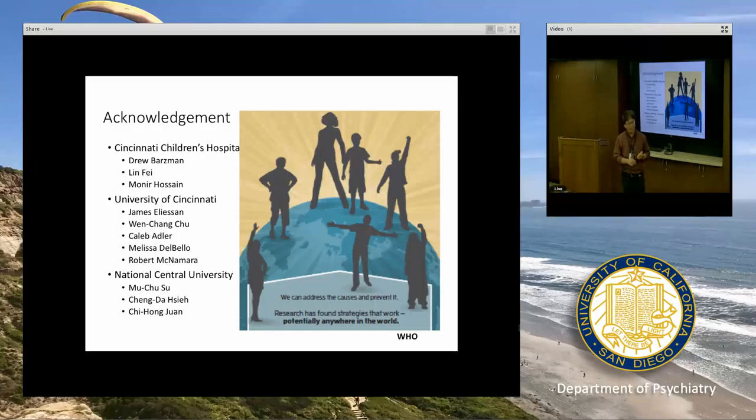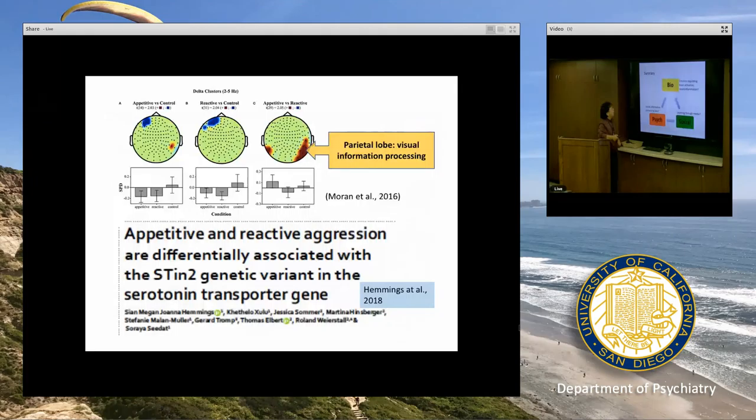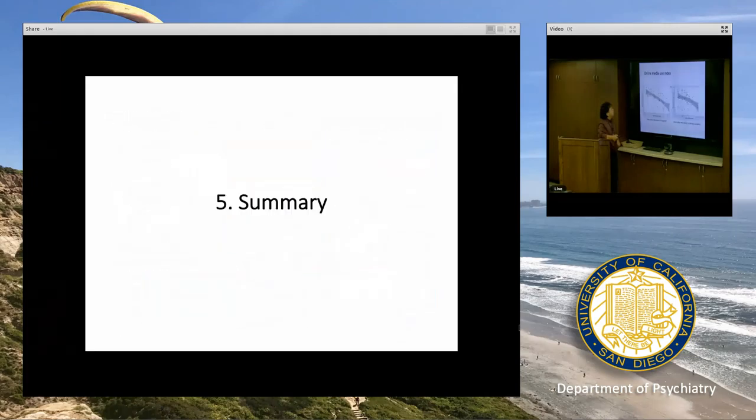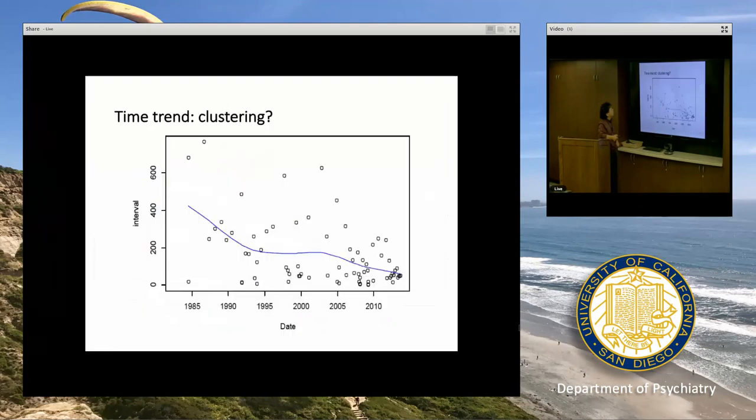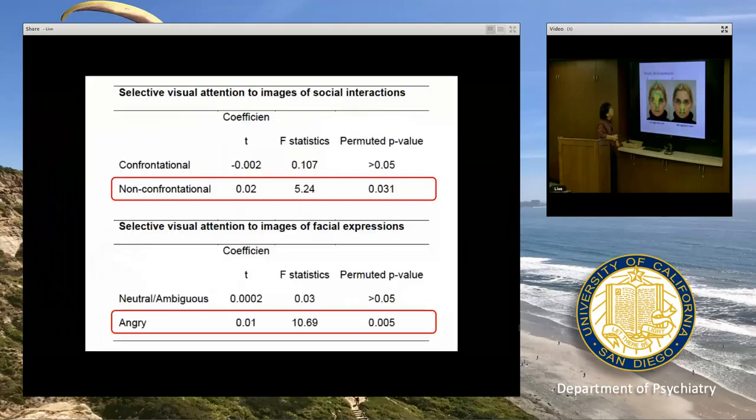That makes sense. Yeah. Another thought I had is, could you put the picture back up of the heat map of the kid that had his arm out? Yes. This one. Yeah, that one.